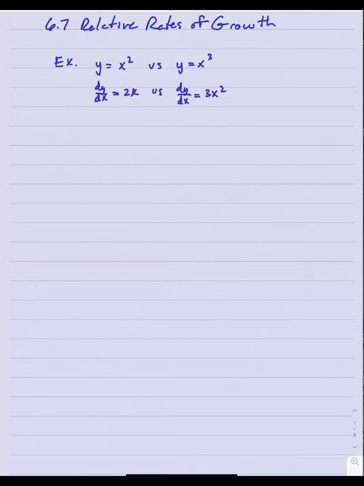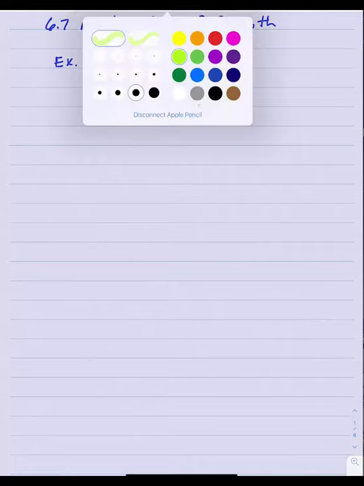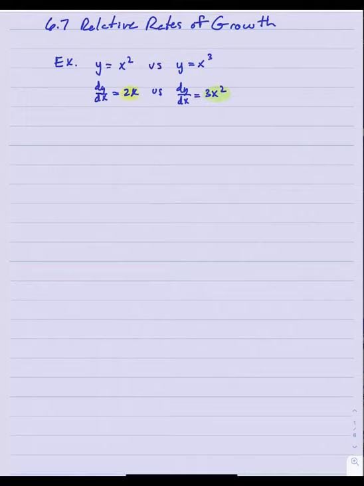And obviously, as x increases, 3x squared is going to be bigger than 2x, and it only gets bigger than 2x. That is, the gap between these two rates of growth gets larger as x increases. And so from that point of view, it was pretty easy for us to believe that x cubed was what we would call a faster growing function than x squared. That is, the instantaneous rate of change of x cubed is always larger than the instantaneous rate of change of x squared, and the difference between those rates of change increases as x increases.